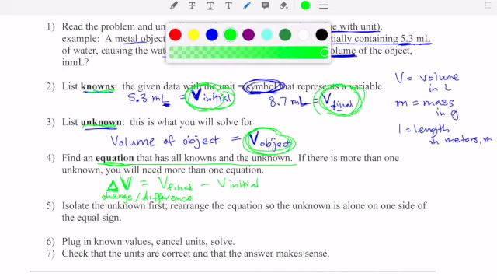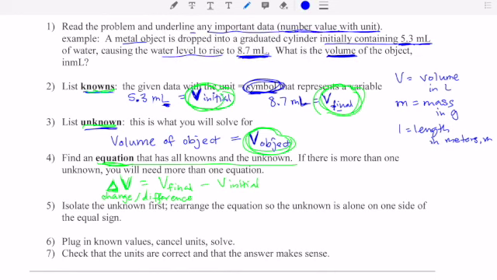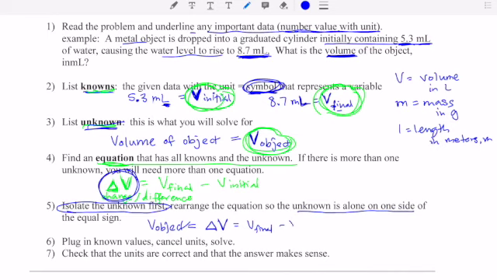Okay, so now I want to use this equation, but before I use it to solve for my unknown, I need to make sure that this equation has the unknown alone on one side of the equal sign. It's isolated. I call this isolate the unknown. So I'm trying to solve for the volume of the object. That was the unknown, and in this case, that is this difference in volume. So this is by itself on one side of the equal sign. It's already isolated. So I can just use this equation, V final minus V initial.